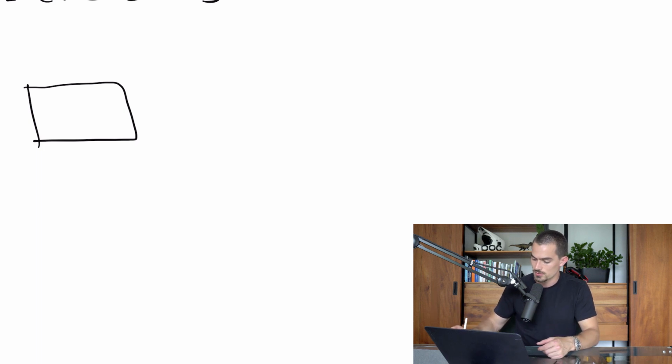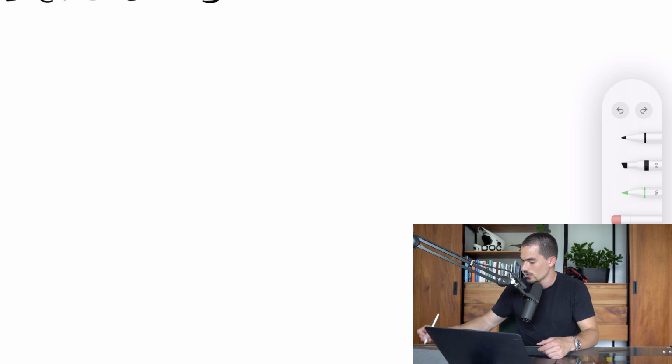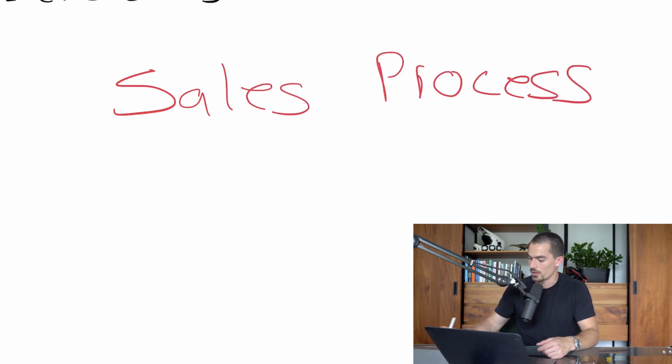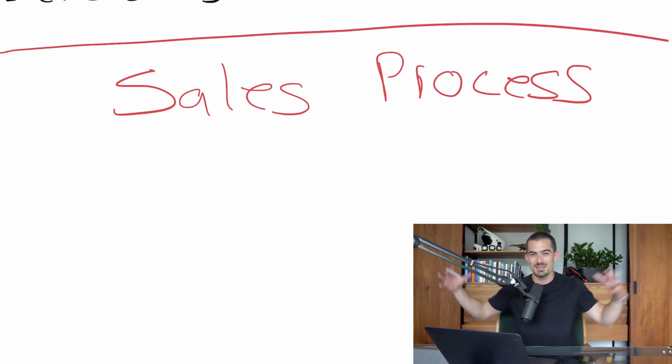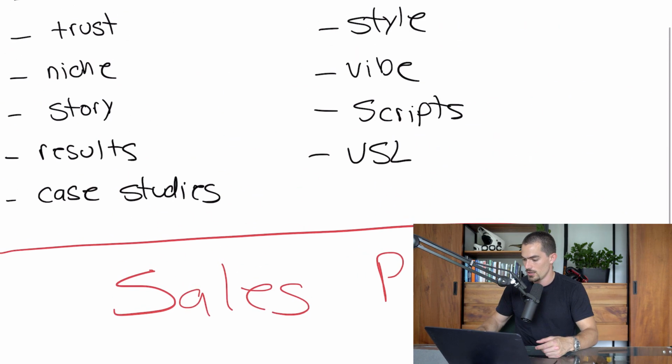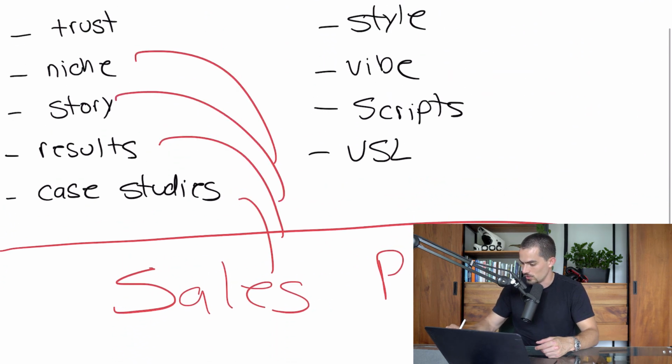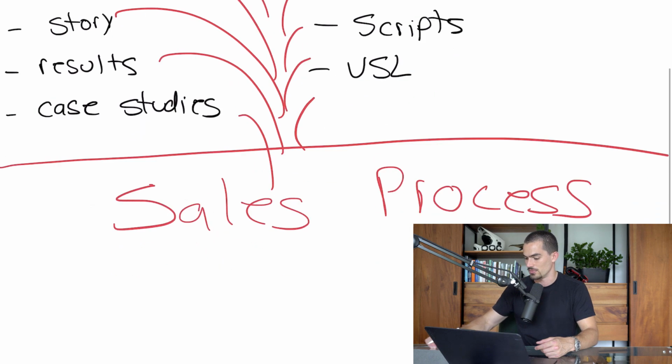So the sales process, let's just do it like this. Let's do a different category. The sales process. All of these ingredients are collapsed into what's called the sales process. They make up the sales process. So we put them here, here, here, here. Everything makes up the sales process.